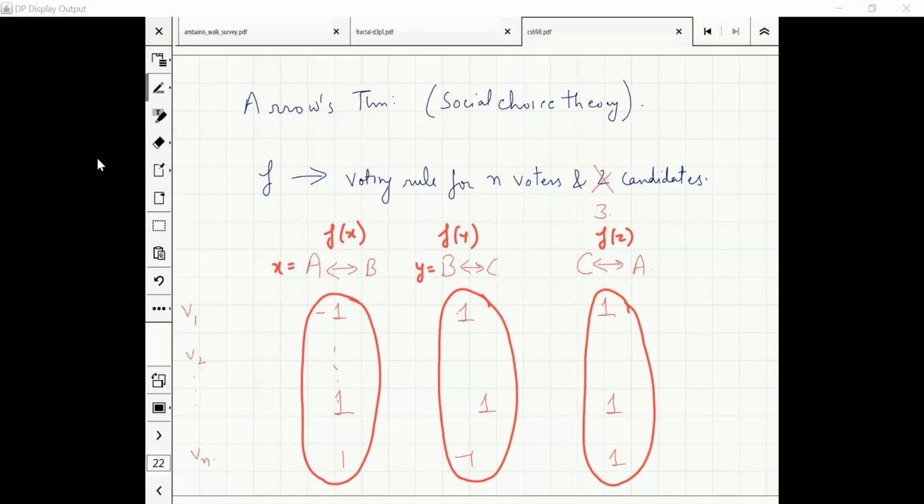Sir, how do you use this A over B as -1 and B over C as 1? So what if all of these 3 are -1? Yes, it would be cyclic. A is preferred over B, B is preferred over C, C is preferred over A.